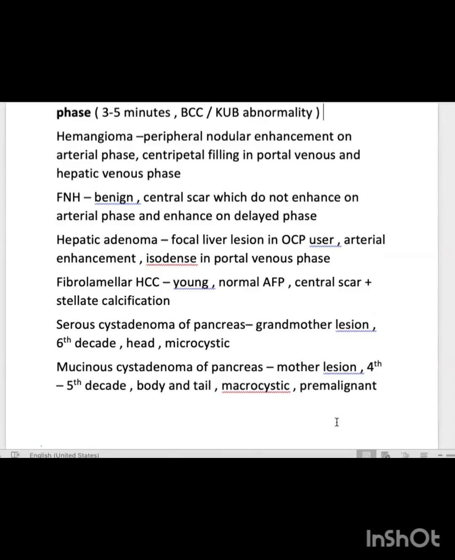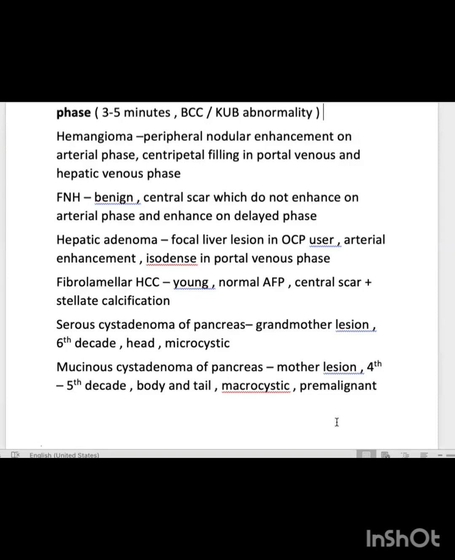Coming to hemangioma. So hemangioma, in the arterial phase, there will be a nodular enhancement of lesion, which is peripheral. Central part will be hypodense. And during portal venous phase, there will be centripetal filling, and during hepatic venous phase also there will be centripetal filling. On the other hand, hepatocellular cancer, there will be brilliant arterial enhancement and rapid venous washout during portal venous and hepatic venous phase. So this point helps you to differentiate between HCC and hemangioma.